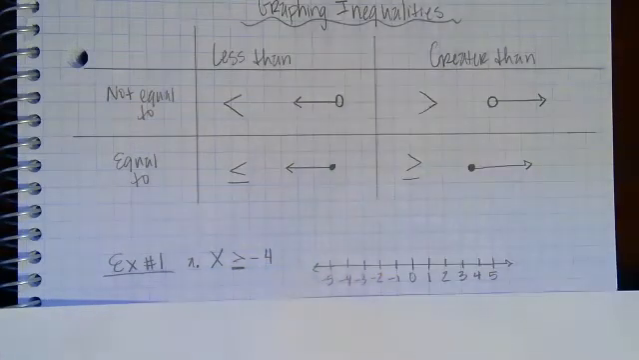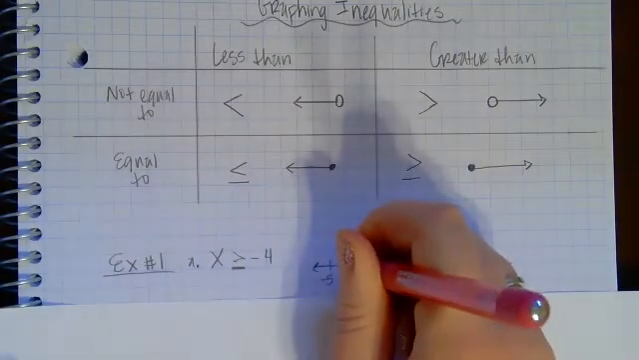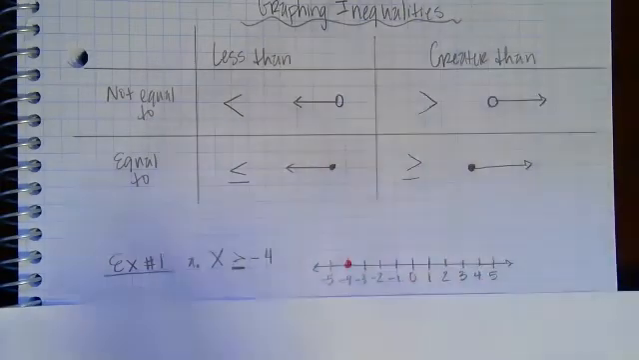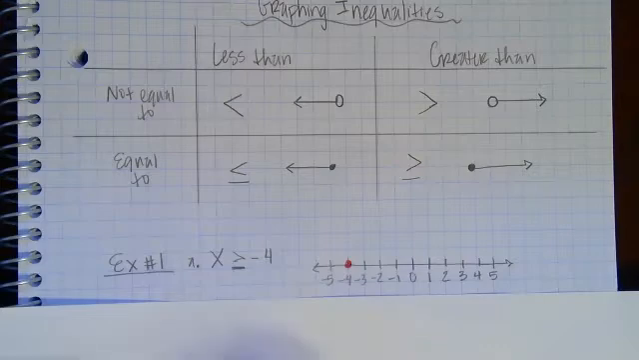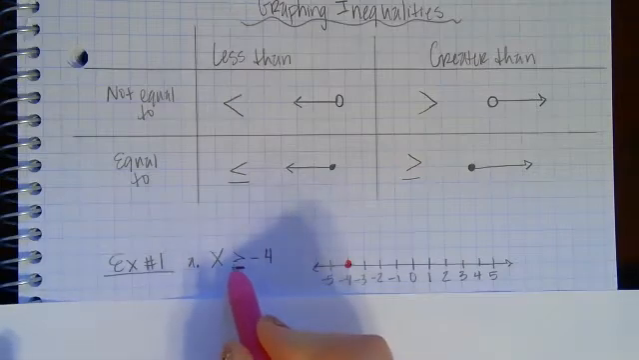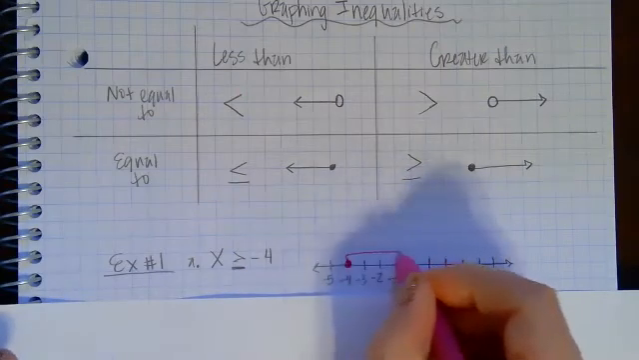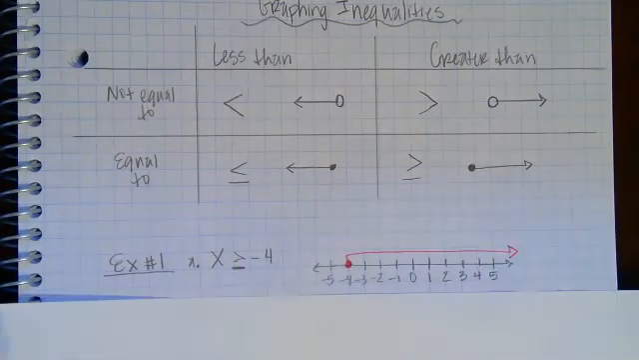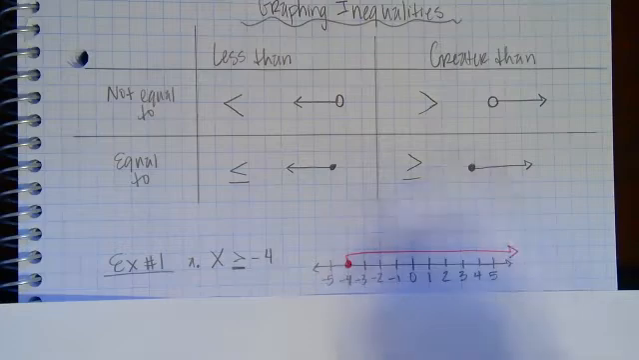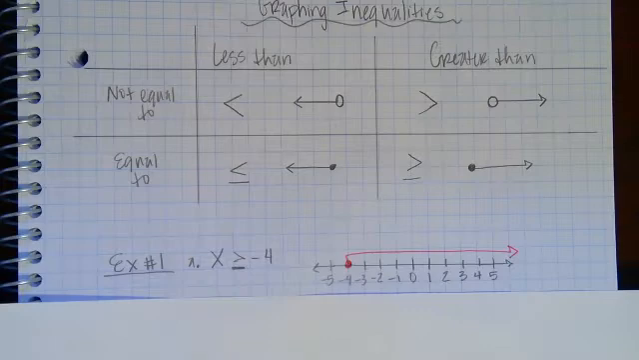I'll use a different color so it shows up better. At -4, I'm going to make a closed dot because -4 is included. It says equal to. And then it's all the numbers that are greater than or equal to -4. So greater than is going to be going in this direction, this way. Or you can also shade it on the graph itself. Sometimes you can't see it unless you're using a highlighter or something like that. But that's how you graph x is greater than or equal to -4.